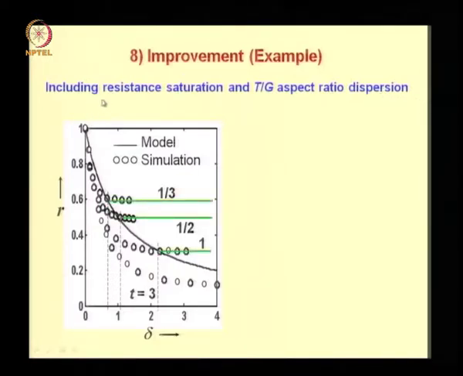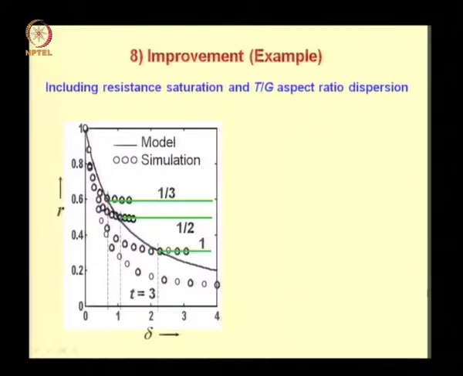Let us take resistance saturation. So the green lines here show the saturation values of the resistance. For T equal to 3, the saturation occurs somewhat later than the values of delta shown here.